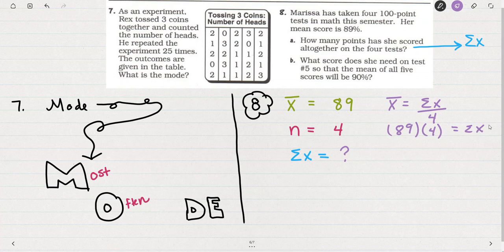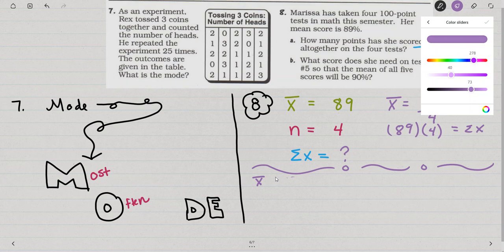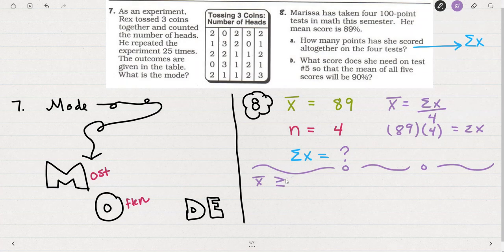That's our first part. And then moving on to the second part of this question, what score does she need on test number 5 so that the mean for all 5 scores will be 90? Well, now I'm going to say that x bar equals 89. I'm sorry, didn't mean to write an 89. We're going for an x bar of 90, but actually it's not equal to 90, is it? She wants an average that's greater or equal to 90.